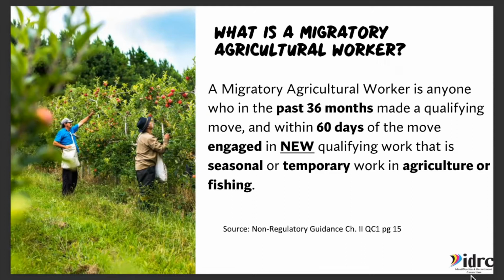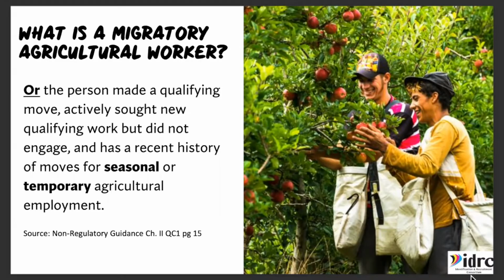According to Chapter 2, Question C1 on page 15 of the non-regulatory guidance, a migratory agricultural worker is anyone who in the past 36 months made a qualifying move and within 60 days of the move engaged in new qualifying work that is seasonal or temporary work in agriculture. Or a migratory agricultural worker can be a person that made a qualifying move, actively sought new qualifying work but did not engage, and has a recent history of moves for seasonal or temporary agricultural employment.